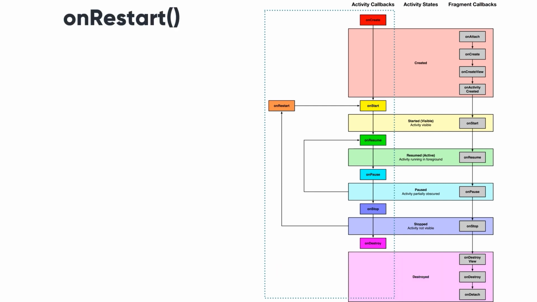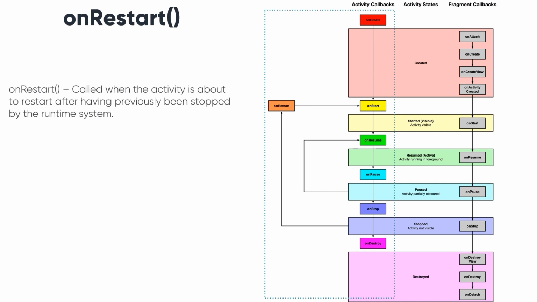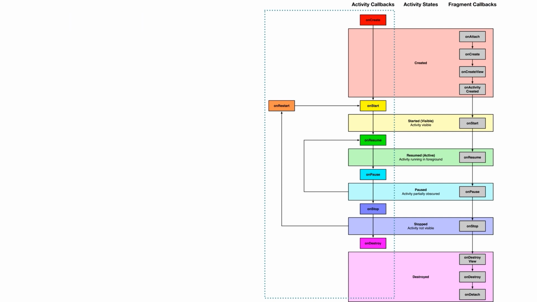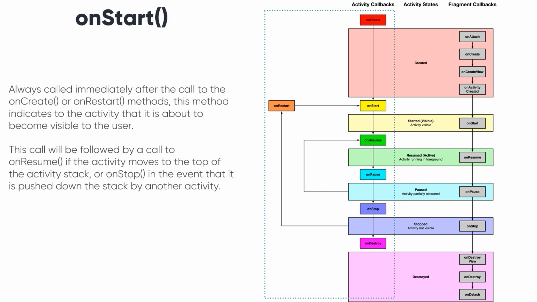Okay? The onRestart method. The onRestart method is called when the activity is about to restart after having previously been stopped by the runtime system. The onStart method is always called immediately after the call to the onCreate or onRestart methods. This method indicates to the activity that it's about to become visible to the user.